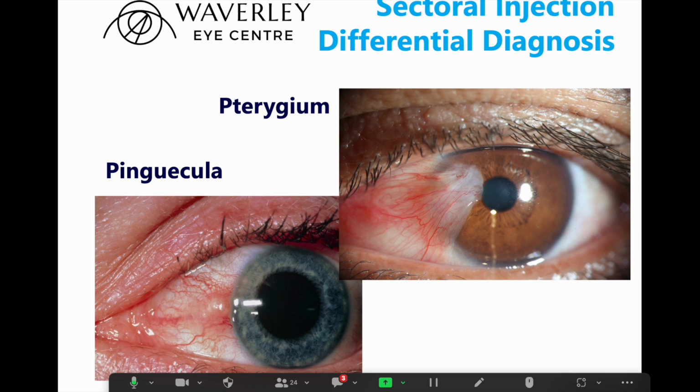Sectoral injection here. So here we have pterygium and pingueculae. The bottom left-hand side is a pinguecula. The top is a pterygium. Fun words to say, not fun to spell.